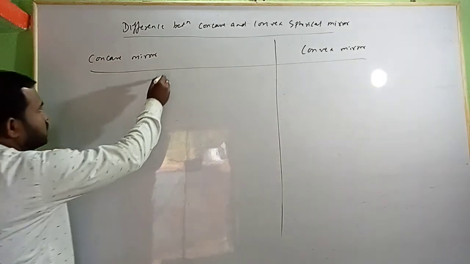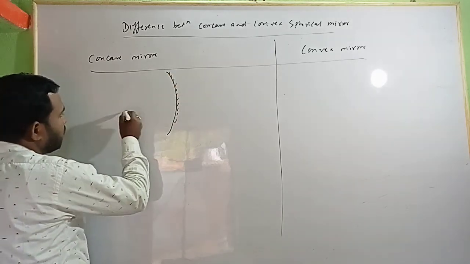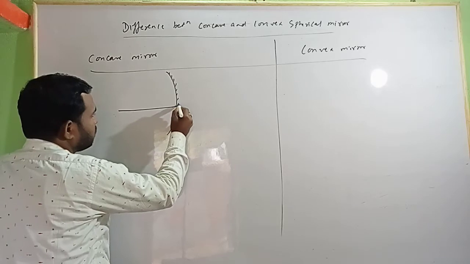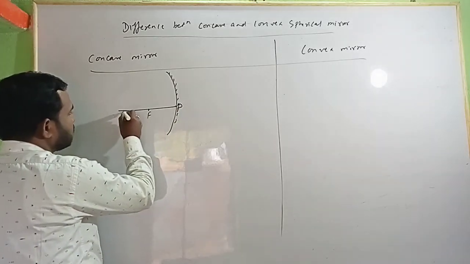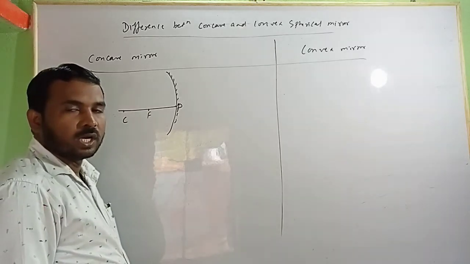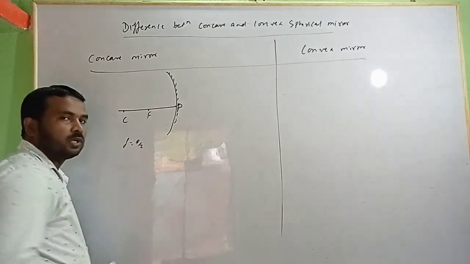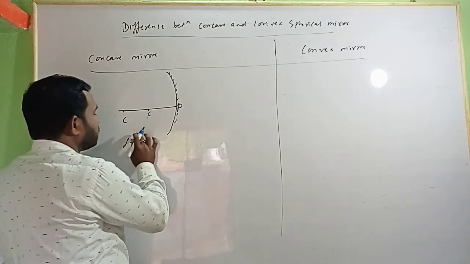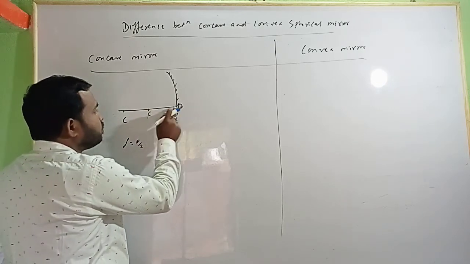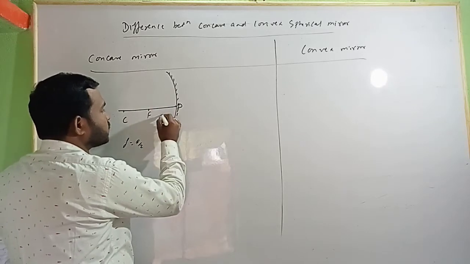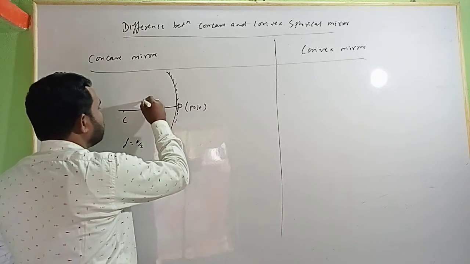Concave means this is the concave, and the color will be outside. This is the color, and here is the pole. This is the pole, this is the focus, and this will be the center of curvature. We have already proved F is equal to R by 2. F, a small f, is the focal length, or you can say the distance between P and F, pole and focus.